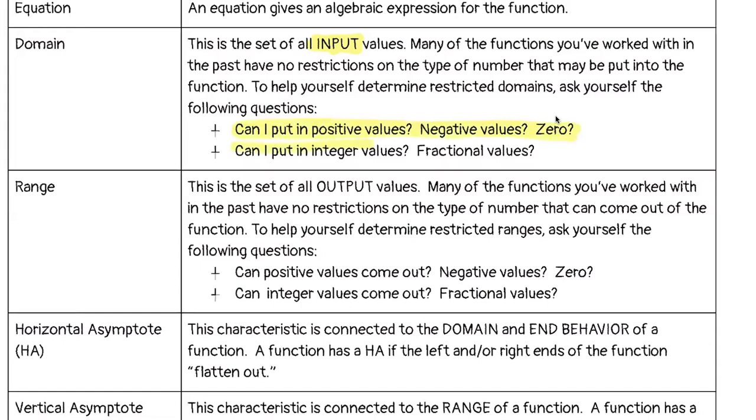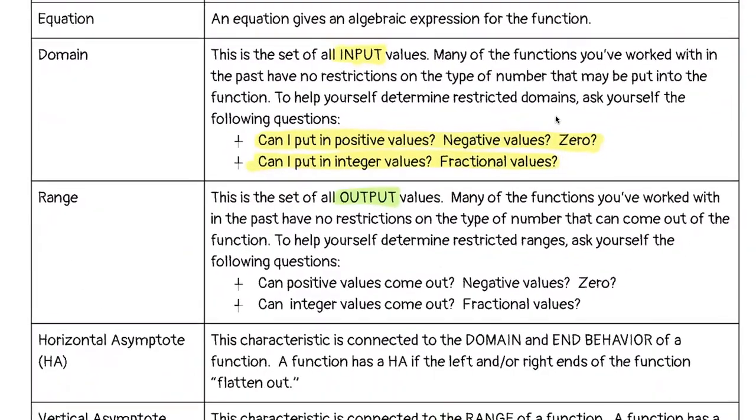And can you put in integer values or fractional values? So we're kind of grouping numbers into types of numbers, and that often helps us determine what the domain of a function is going to be, okay? Similarly, the range is going to be all output values.